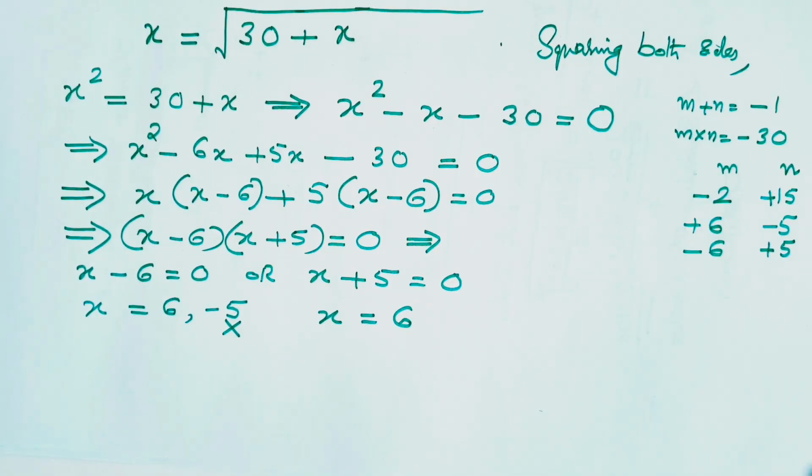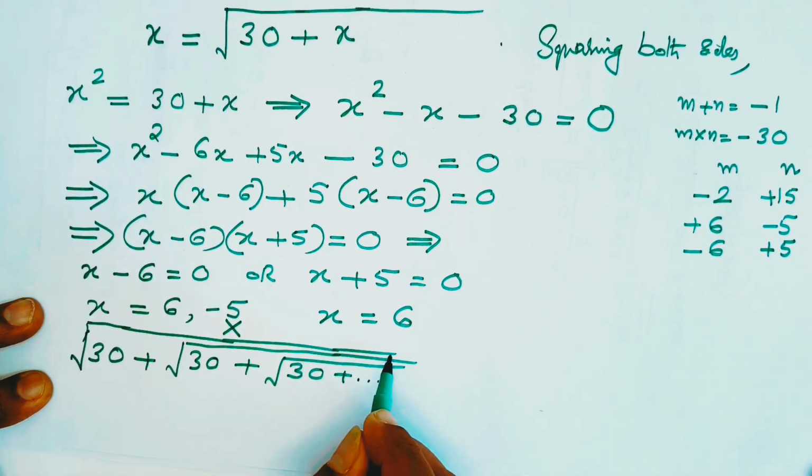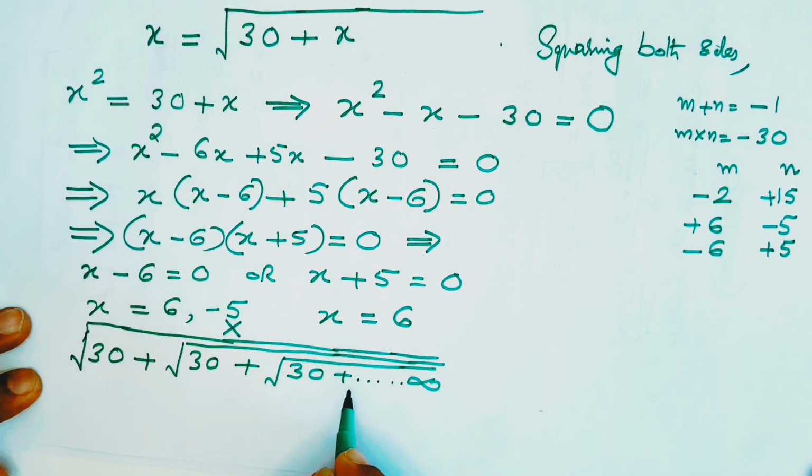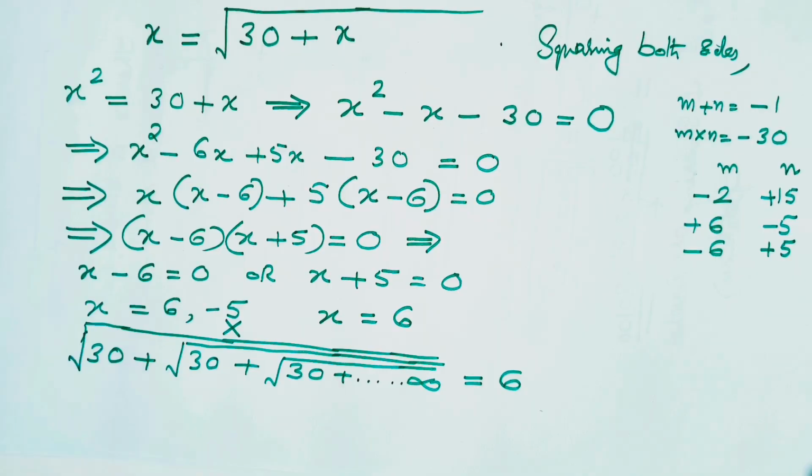Now the given expression for simplification was, let me rewrite that expression. It was 30. It goes on. I'm writing only 3 terms. Yeah, this was a numerical expression or infinite series given for simplification, which we assumed to be x, and x was found to be 6. So this is equal to 6. This is the longer method.